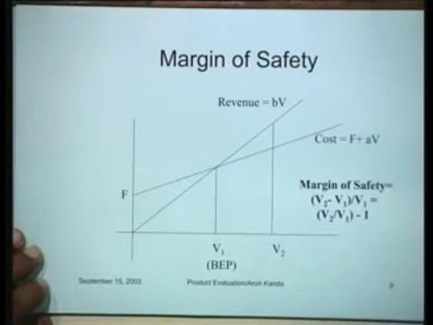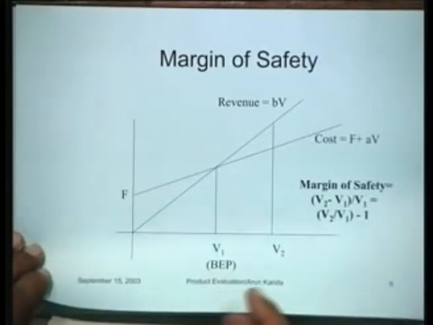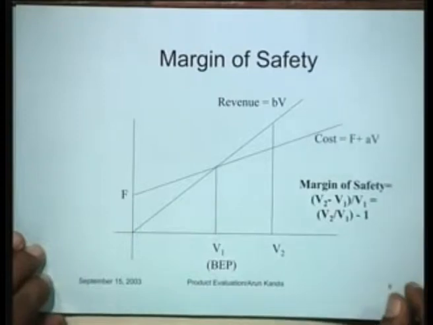Because what happens in real life is that these volumes of sales are highly dynamic in nature, and they could be fluctuating up and down, and so on. The higher the margin of safety, the safer you are from such violations or such disturbances which tend to take place in these kinds of systems.